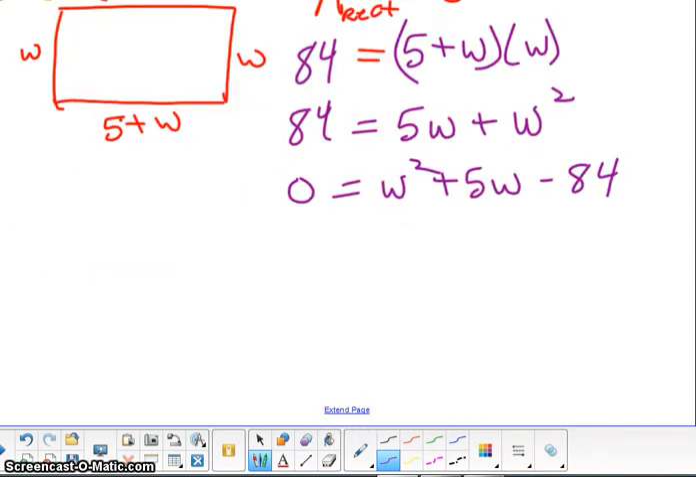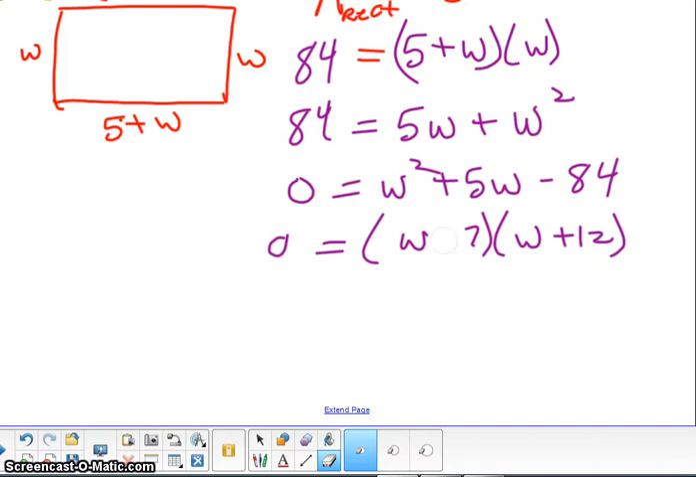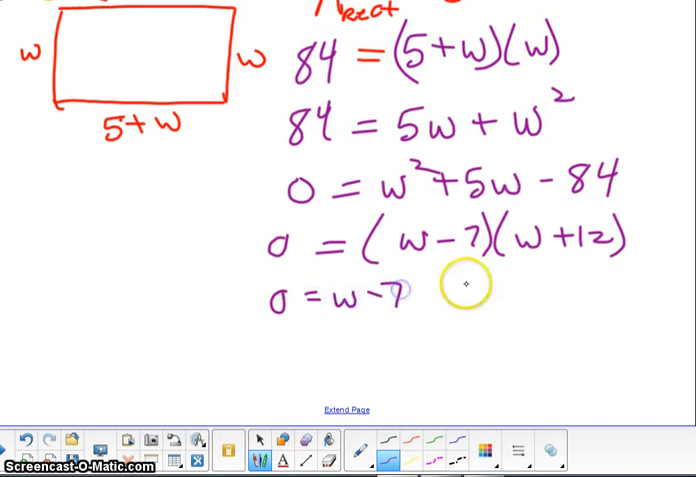Okay, so go ahead and push pause and find factors of 84 that are going to give you 5. And the winning numbers are 7 and 12. Where we're going to have to put a negative on the 7 in order to get a positive 5, W. Okay, zero product property says to set them both equal to 0.